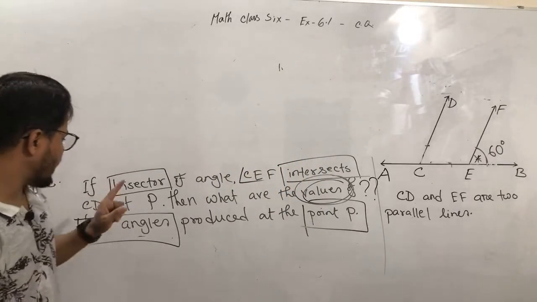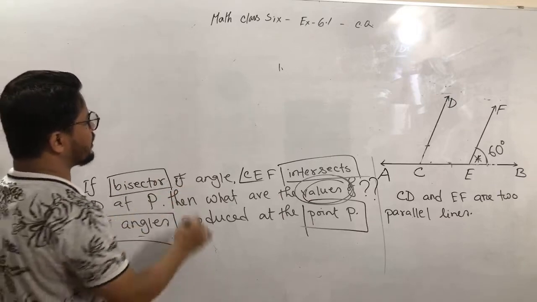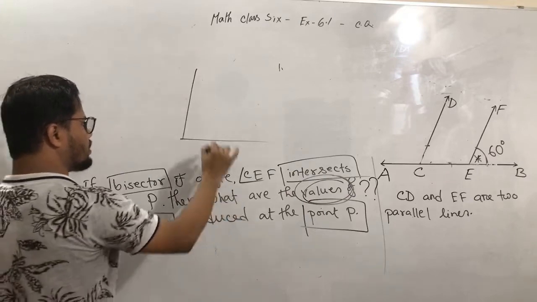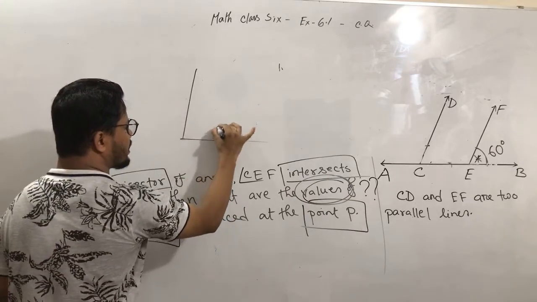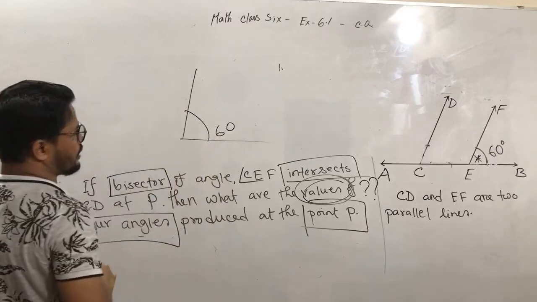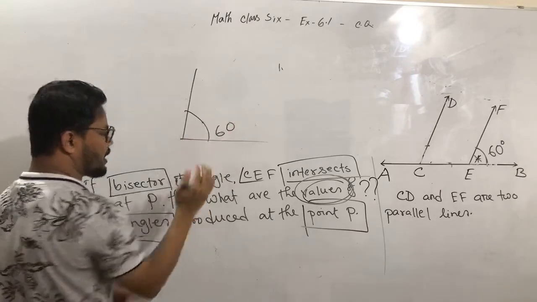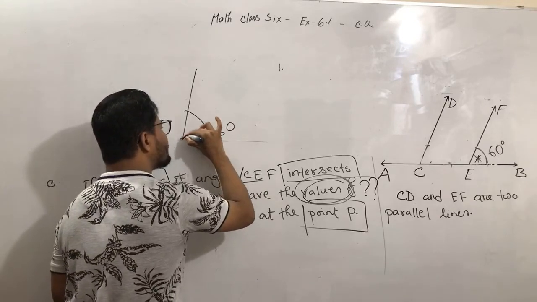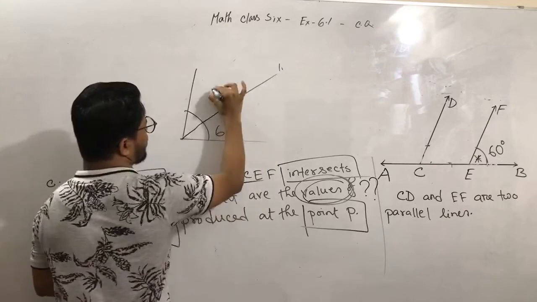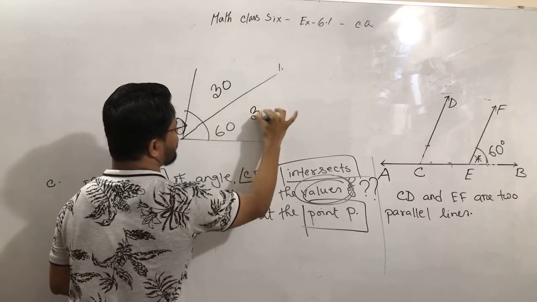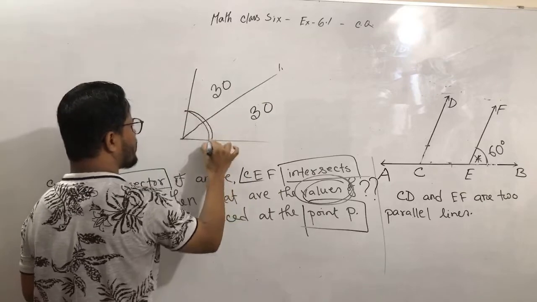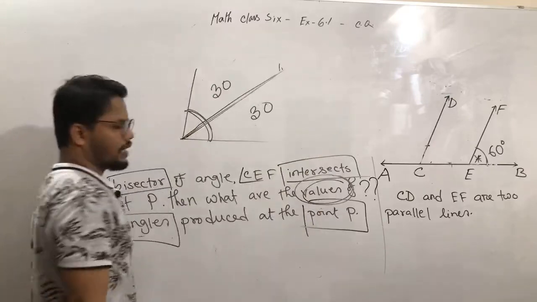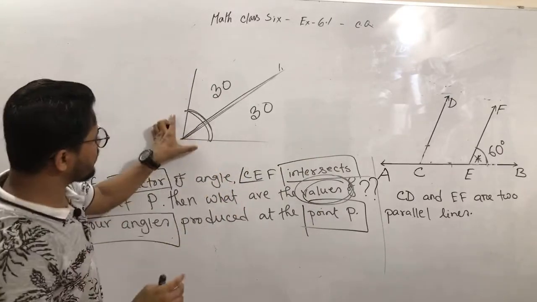Now read the questions again. Bisector means, if this is the angle here and this angle is 60 degrees, we will bisect this one, that means divide it equally into two parts. So if you draw a line in the middle of the angle, there will be 30 degrees and 30 degrees, and together there are 60 degrees. This is called the bisector of the angle. That means the line bisects this angle.